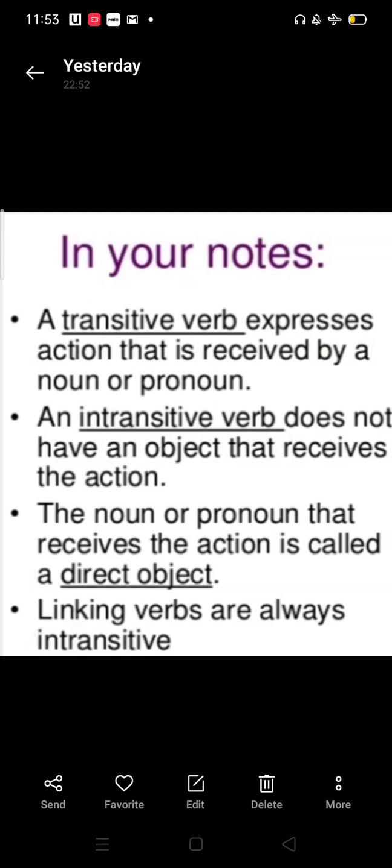So let us recapitulate. A transitive verb expresses action that is received by a noun or a pronoun. An intransitive verb doesn't have an object that receives the action; the object is missing. The noun or pronoun that receives the action is called a direct object. Linking verbs are always intransitive.